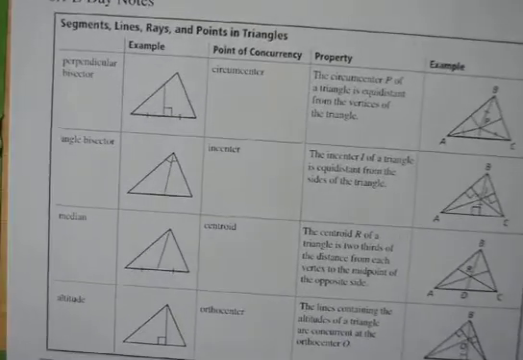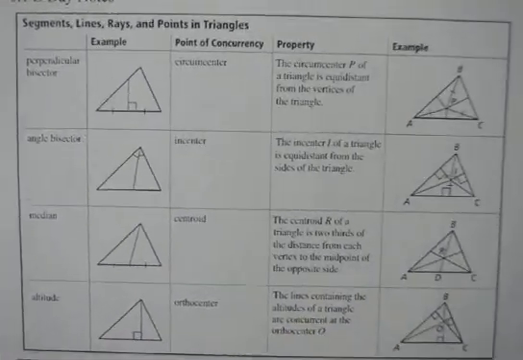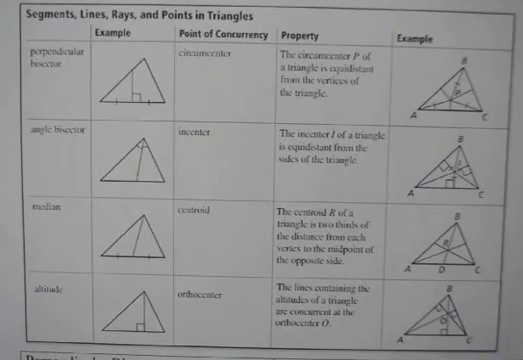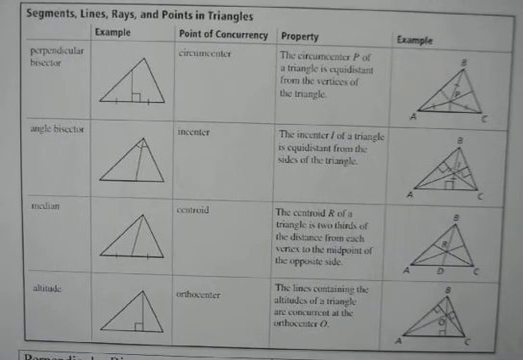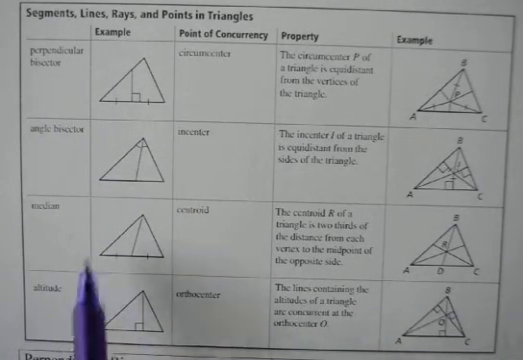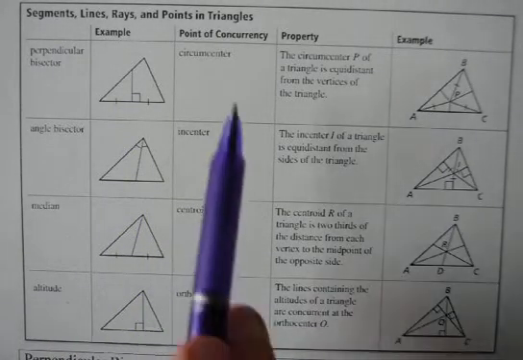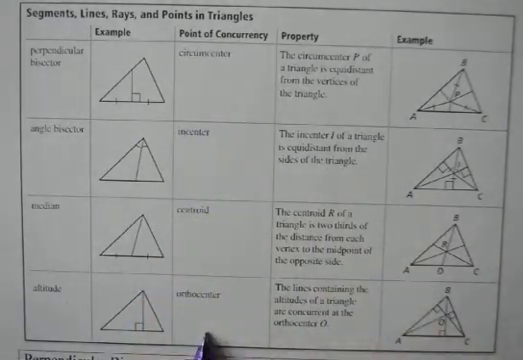Here we go. Today it's basically based off this chart. We're going to go a little bit less in depth than what we normally would, but basically we've got 4 special lines inside of a triangle, and these 4 special lines are used to create 4 special points. And here we go. Let's go through the chart.